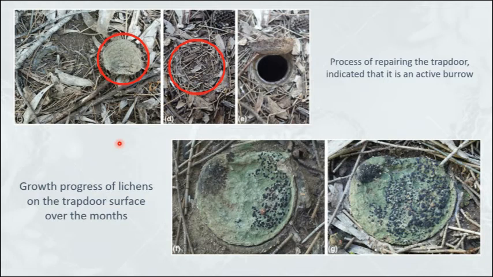And we also noted the growth progress of the lichen on the trapdoor surface over the month. You can see there are some black spots on the trapdoor caused by the lichen, and over time the black spots increased, which is proof that the lichens were able to grow on the trapdoor.